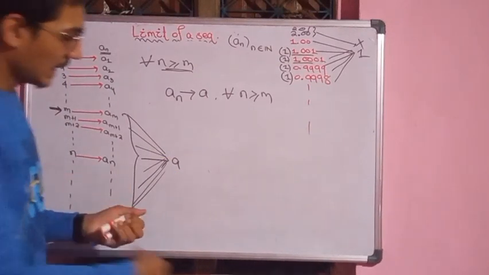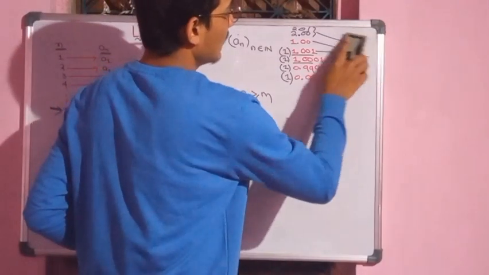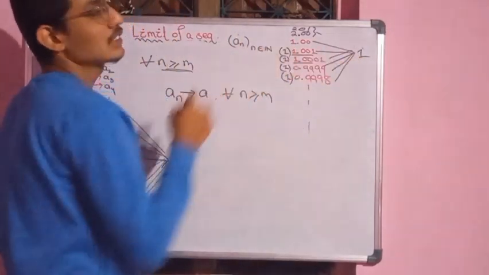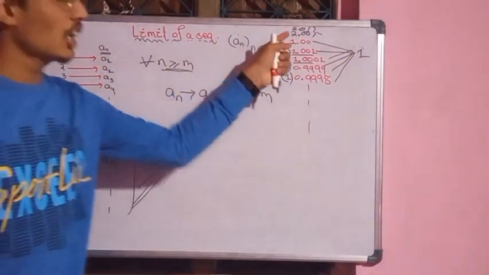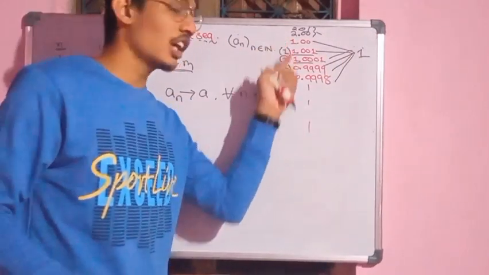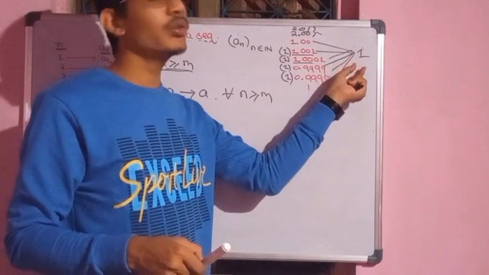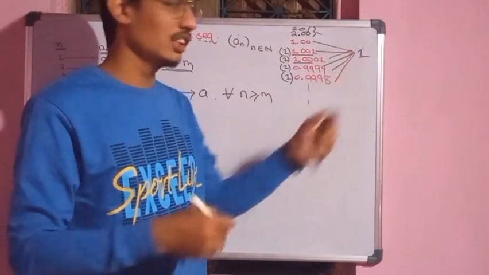Achha, let's see here. Here all the terms, I approximate 2 as 1. But all the terms are not 1. All the terms are not 1. They're in the neighborhood of 1, either on the upper side or on the lower side.